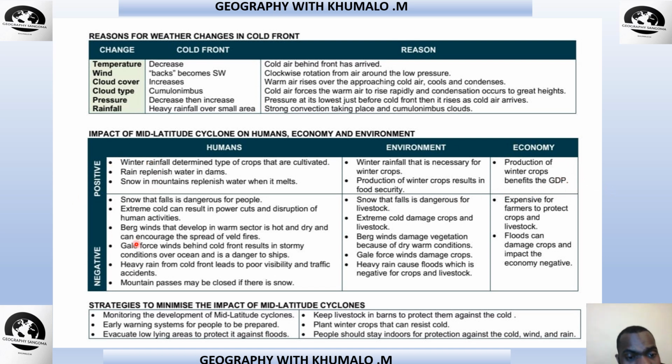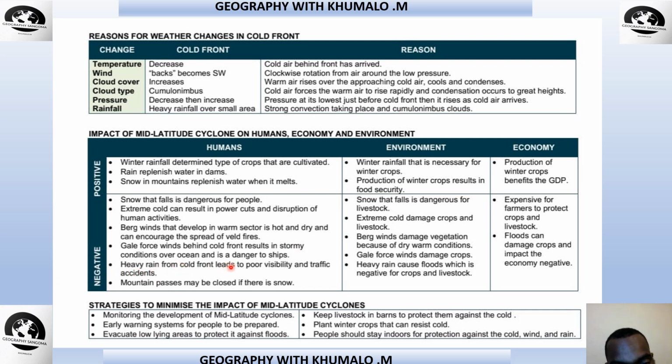But now, what are the negatives? The snow that falls is dangerous for people, and extreme cold can result in power cuts and disruption of human activity. So when it's colder, people will tend to use more electricity, then there'll be power cuts and disruption to human activity. Berg winds that develop in the warm sector are hot and dry and can encourage the spread of veld fires. We get gale force winds behind the cold front, which result in stormy conditions over the ocean and are a danger to ships.